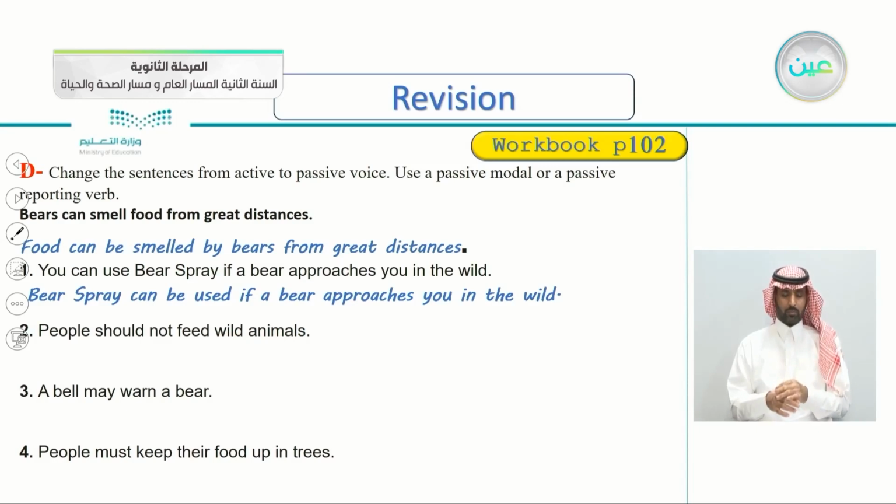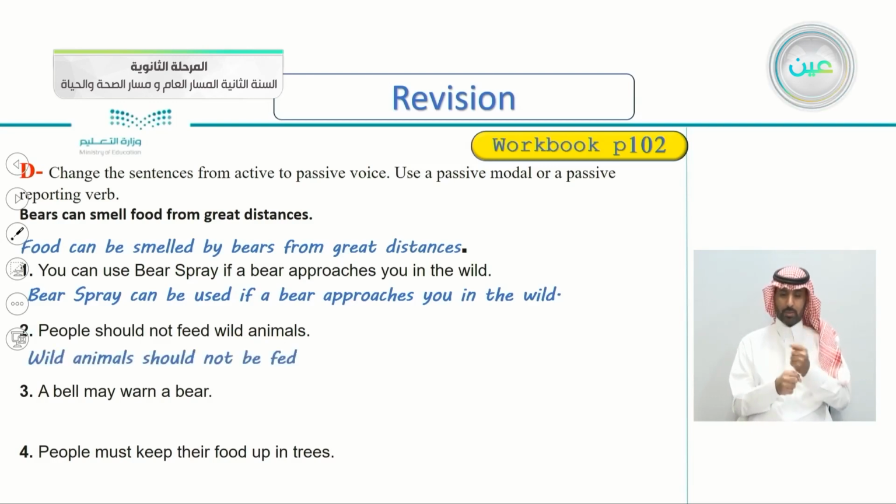So how do we change it from active to passive? Very good. We say wild animals should not be fed. Wild animals should not be, and the past participle of the verb feed is fed. Should not be fed. Very good. Number three, a bell may warn a bear.